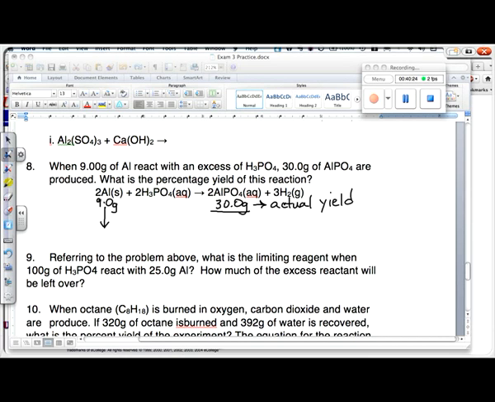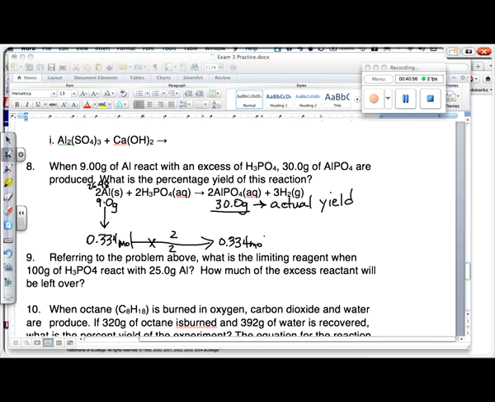So 9 grams, get it into moles. Aluminum weighs 26.98. So 9 divided by 26.98, and I've got 0.334 moles. Okay. I need the theoretical yield of the aluminum phosphate, so my mole ratio is times 2/2. So same number of moles.